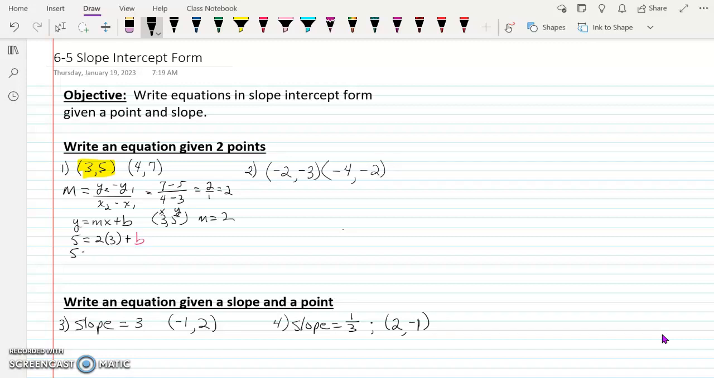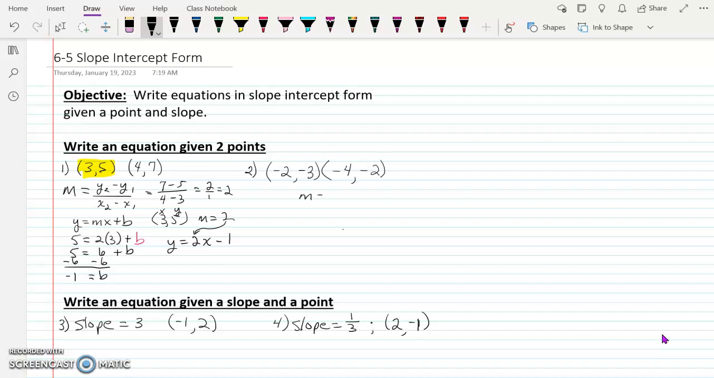So 5 equals 2 times 3, which would be 6 plus b. I need to subtract 6 to isolate my variable. And so I see b equals -1. So if I'm going to write that in slope-intercept form, my equation would be y equals 2x, just substituting m, minus 1, substituting my b. Okay, let's take a look at another example.